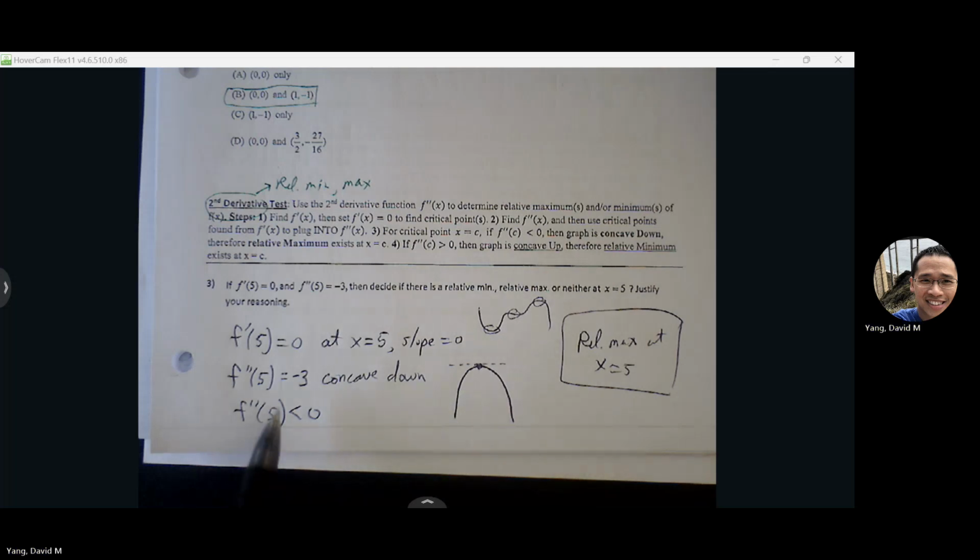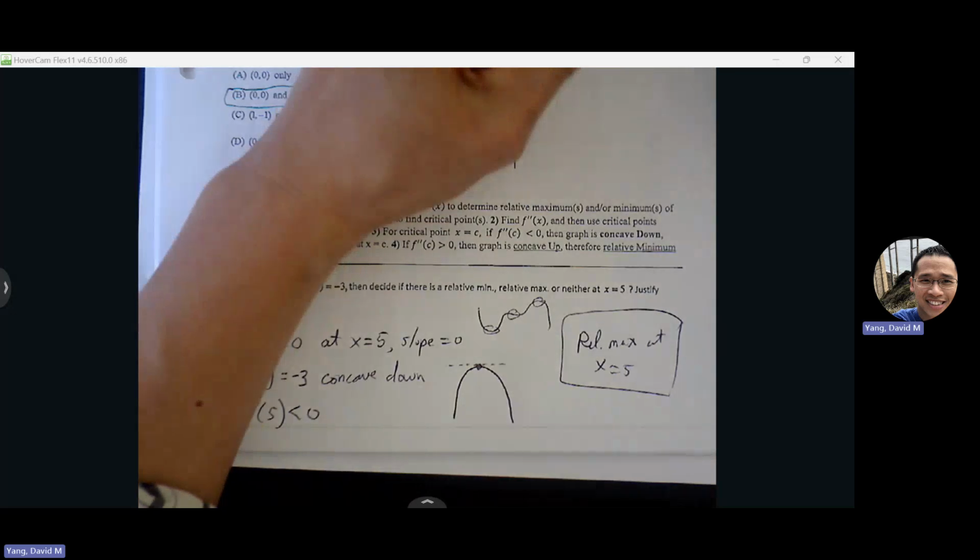Right? So I think some students get thrown off by the fact that they see a negative and they feel like negative is a number smaller, and so they feel like it's a point on the graph, and they would think that's a relative minimum. But this is not a point. This is a concavity. Right?